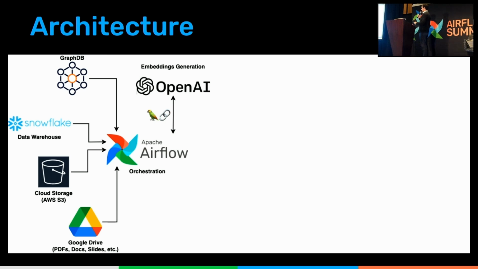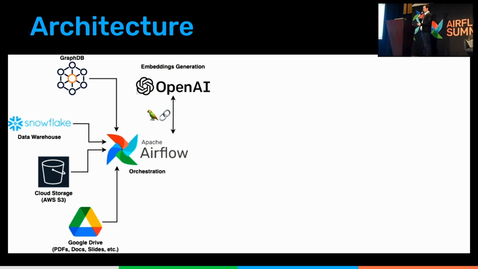So this is an example of the architecture. I'm just going to go left to right. On the left side, we have all our sources of data. For example, a graph database, Snowflake, cloud storage, any cloud storage will work. But in our case, for our Epon Assistant, it's S3. And then we have Google Drive. So all the sources are being orchestrated by Airflow. And then Airflow simply generates the embeddings.